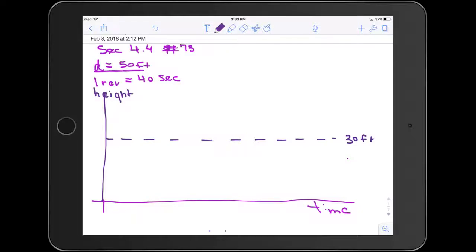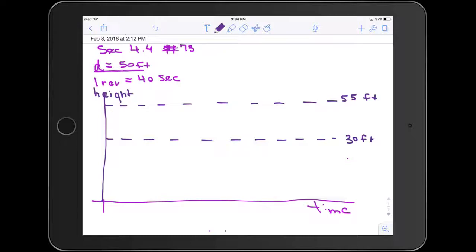And I know that the wheel itself is 50 feet. So if this 30 feet is the midline, then I'm going to have a max of 30 plus the 25, which is the radius of the wheel. And that's going to give me 55 feet. That's as tall as you're going to be getting if you're on this ride. So 55 feet tall. And then 30 minus that 25 is going to give me a minimum.